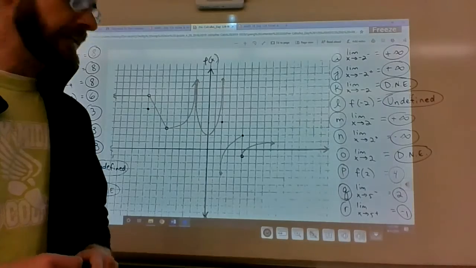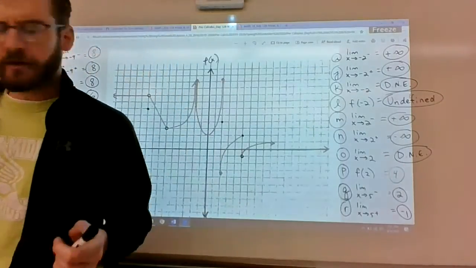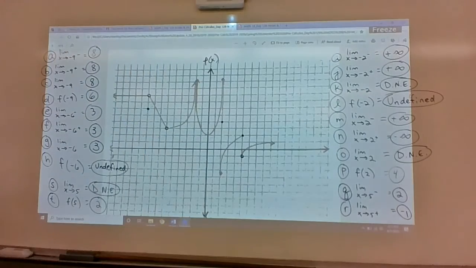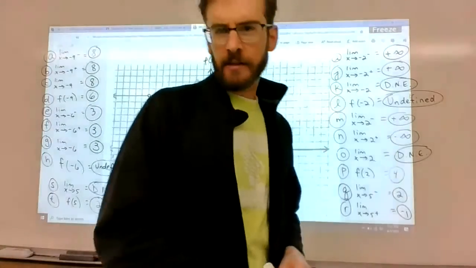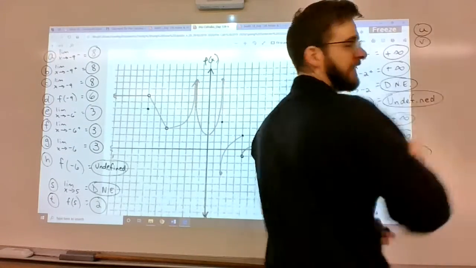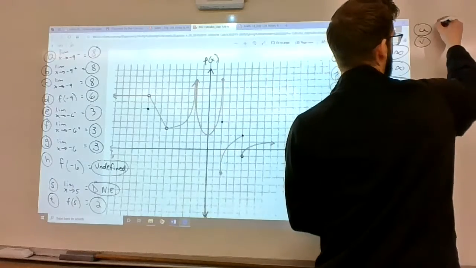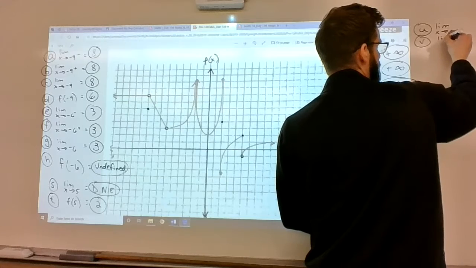All right. Now I do want to talk about the infinite behaviors as well. Let me check over the document. Yeah, U and V. Can you guys see that over here? U, V. Yeah, you can see it. The limit as x approaches positive infinity, and the limit as x approaches negative infinity.